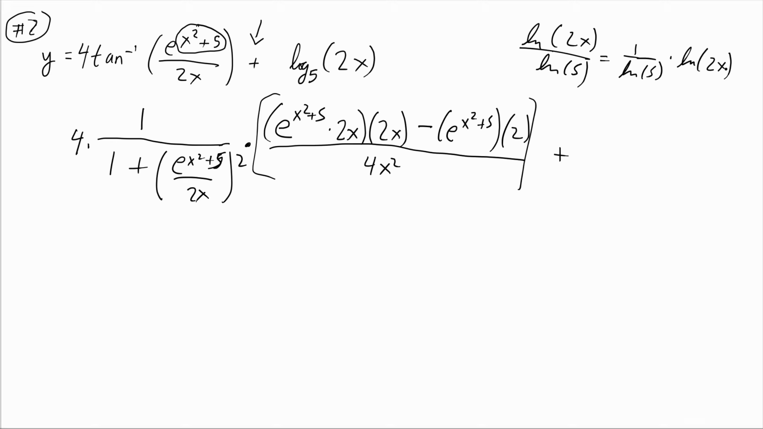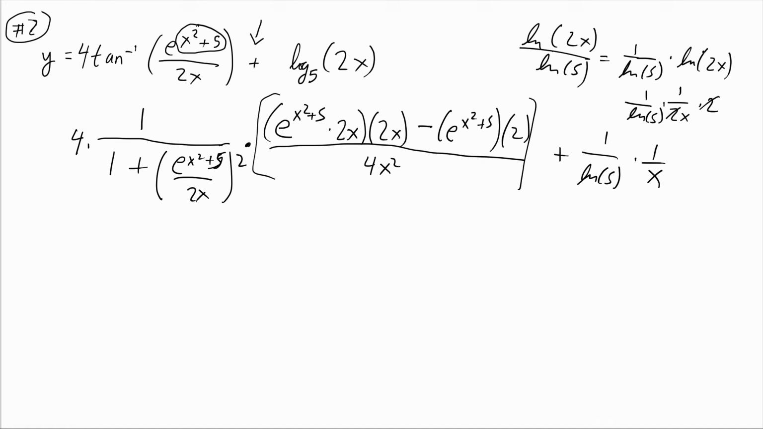Now, you could just take the derivative of natural log of 2x with the chain rule: 1 over 2x, times the derivative of 2x, which is just 2. And you notice those 2's cancel. You just get 1 over x. And then, of course, 1 over natural log of 5 stays there. So you would get 1 over natural log of 5 times 1 over x.